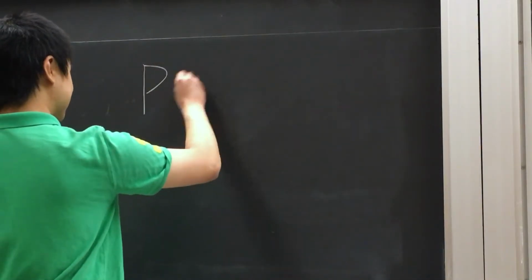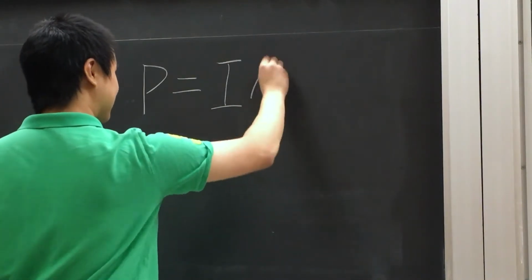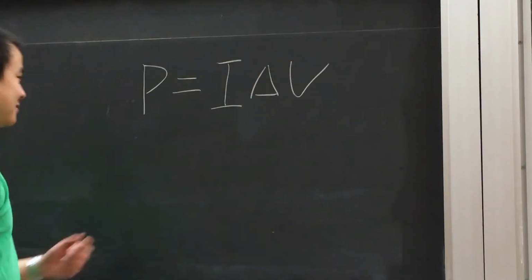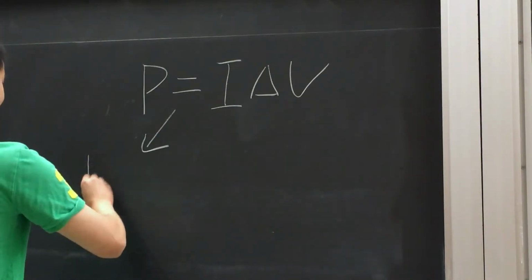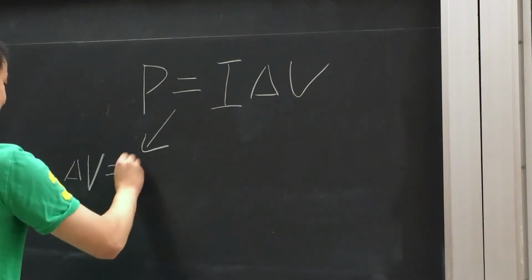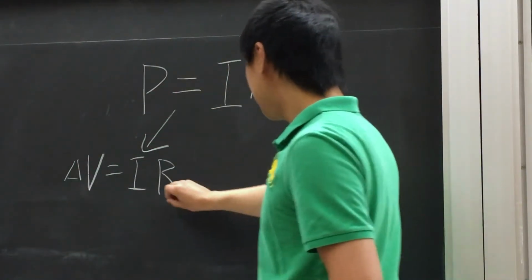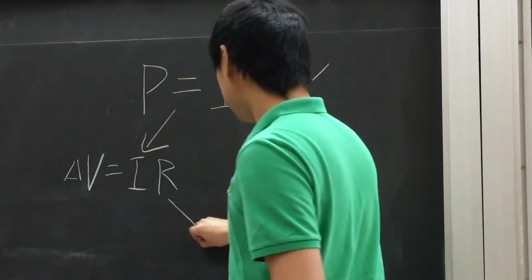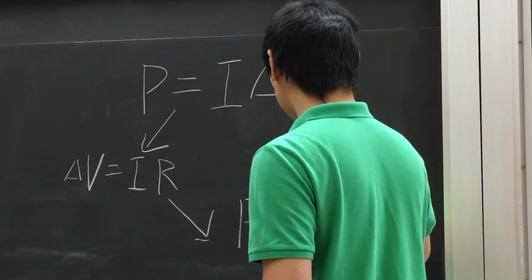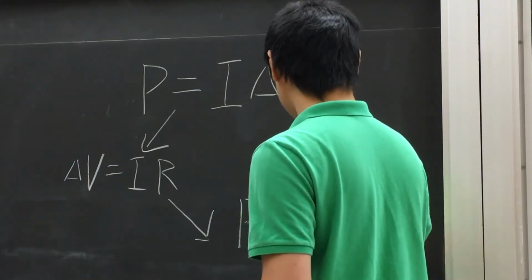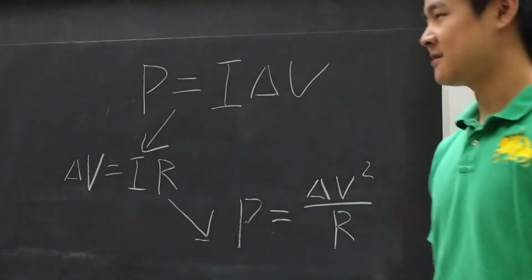So the power dissipation in each light bulb is equal to the current through the light bulb multiplied by the potential difference. And through Ohm's law, we know that the potential difference is equal to the current multiplied by the resistance. So if we plug this in, we get the power dissipation equal to the potential squared divided by the resistance in each light bulb. Perfect. That totally makes sense now.